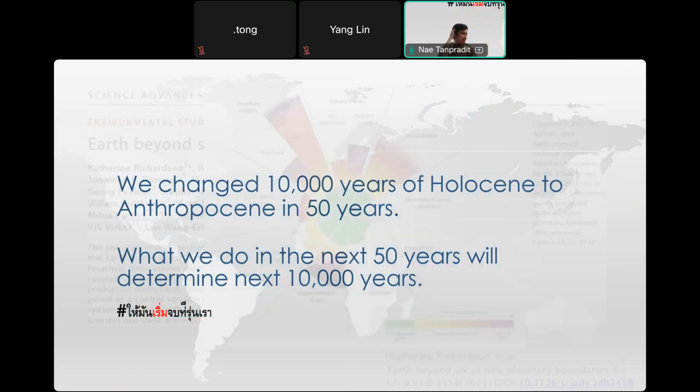There's a proverb, or a motto, that says we changed 10,000 years of Holocene into Anthropocene. Holocene and Anthropocene are the names of eras of the world. Holocene means new era, but we have a newer era, which is Anthropocene. It means era of the human. We changed it in about 50, maybe 100 years. So what we do in the next 50 years, we determine the next 10,000 years.